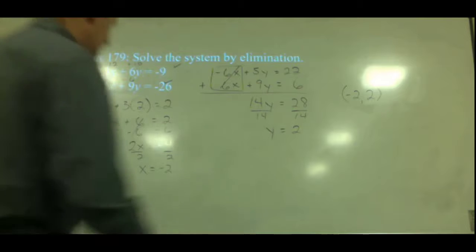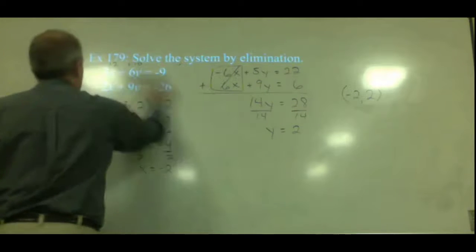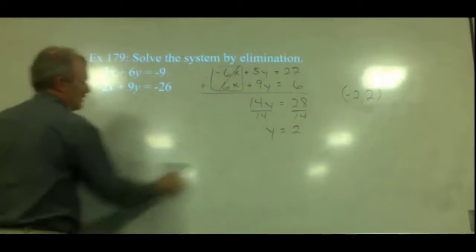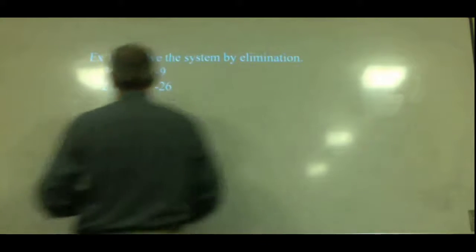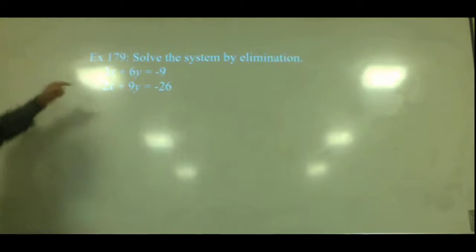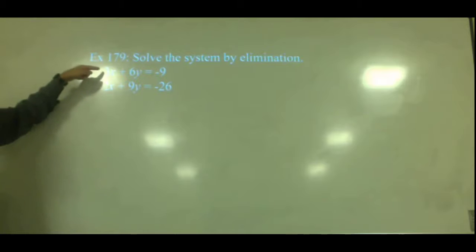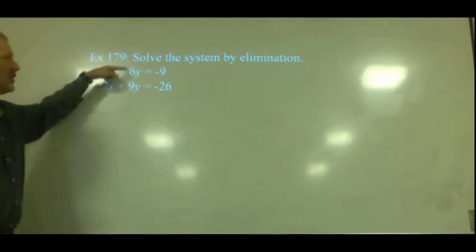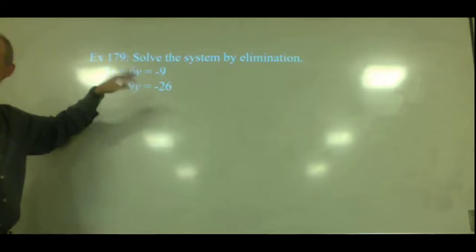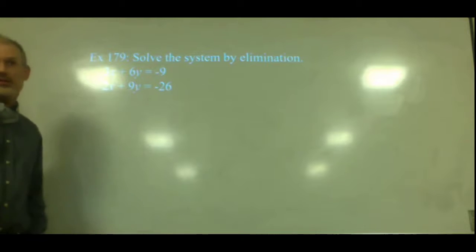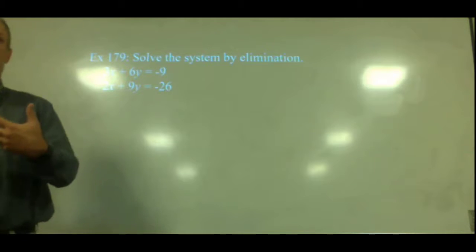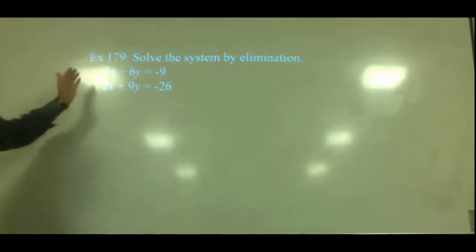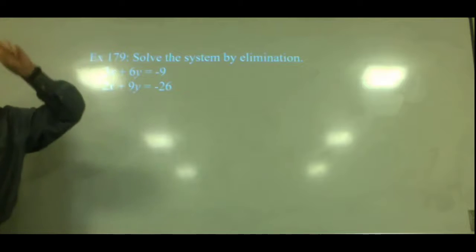All right, let's try another one. So this time again, what I like to do is look at my smaller numbers. So is there any way that I can multiply really easily to turn a 2 into a 3x? No. How about to turn a 6y into a 9y? No. So here's the next thing. Sometimes it's not ready right away. Sometimes we have to multiply one of the equations. In this case, if we're going to use elimination, we have to multiply both equations by something.